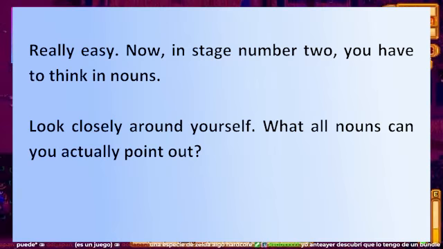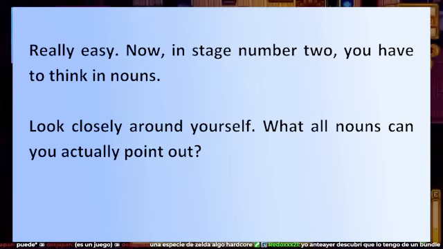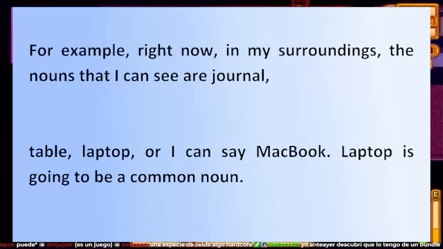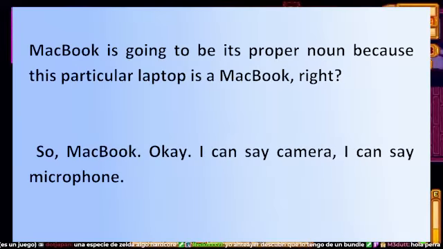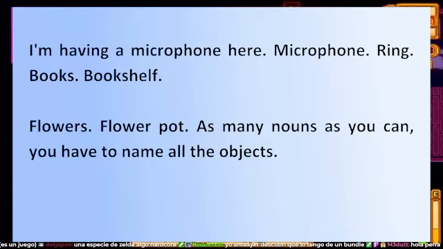Look closely around yourself. What all nouns can you actually point out? For example, right now in my surroundings, the nouns that I can see are journal, table, laptop, or I can say MacBook. Laptop is going to be a common noun. MacBook is going to be its proper noun because this particular laptop is a MacBook, right? So, MacBook. Okay. I can say camera. I can say microphone. I'm having a microphone here. Microphone. Ring. Books.